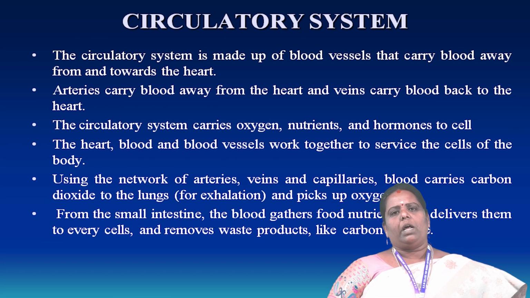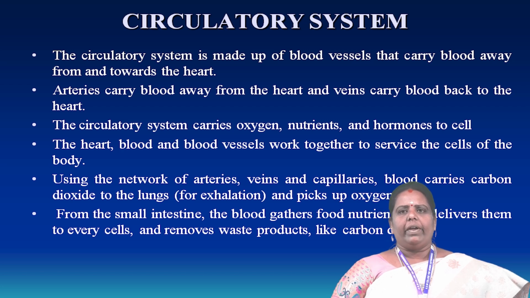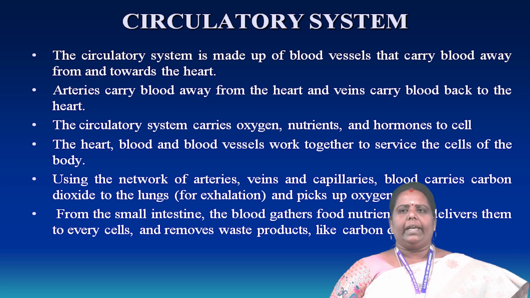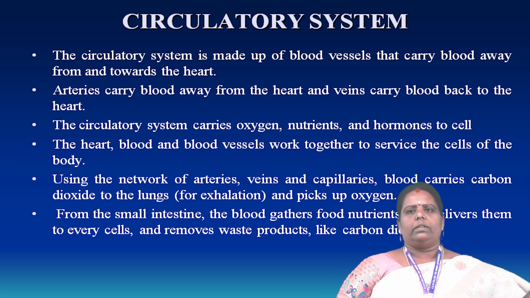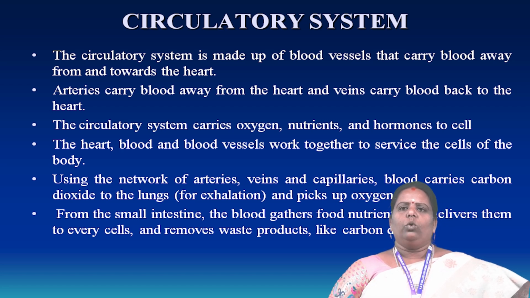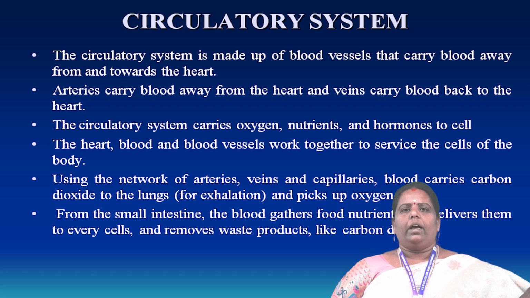The circulatory system is normally made up of blood vessels that carry the blood away from and towards the heart. Arteries carry the blood away from the heart and veins carry the blood back to the heart. The circulatory system carries oxygen, nutrients and hormones to the cells. The blood vessels work together and serve the cells of the body. Using this network, arteries and veins do different types of functions, and the capillaries also do some function.